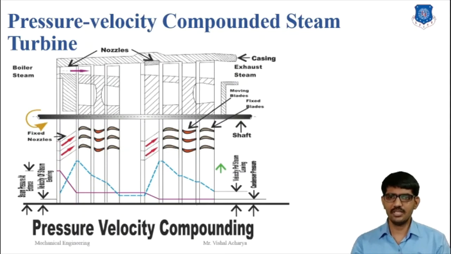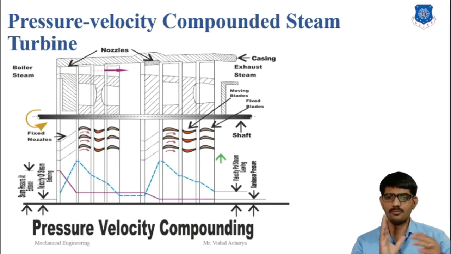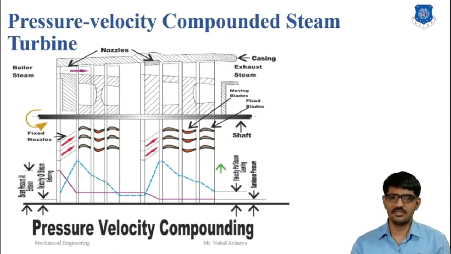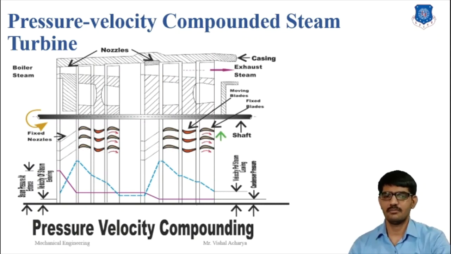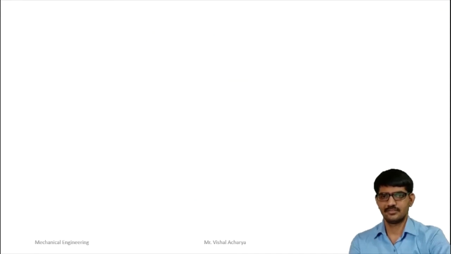Only there is a velocity drop in the moving blades, and there is also a slight drop in velocity due to friction in the fixed blade. In the second set of nozzles, the remaining pressure drop takes place, but the velocity here increases, and the drop in velocity takes place in the moving blades of the second wheel or rotor, compared to the pressure compounded impulse turbine. This arrangement was more popular due to its simple construction. It is, however, very rarely used nowadays due to the very low efficiency of this turbine. Thank you.